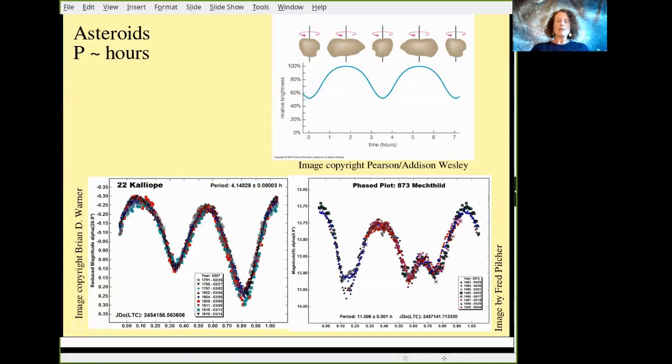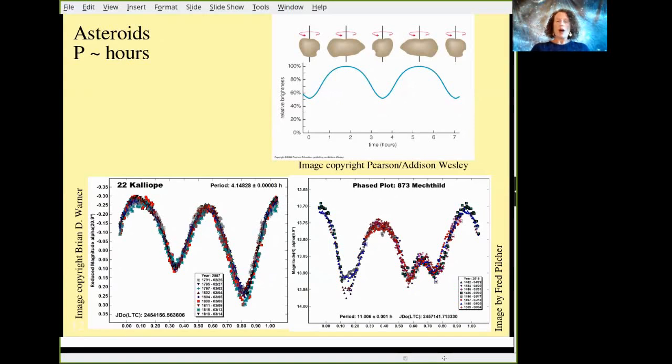One thing that makes this asteroid different from the other types of periodic phenomena is that we generally expect two maxima and minima for the asteroid as it's rotating, because we have to see all four sides of it as it's rotating. So generally we see small and big and small and big.